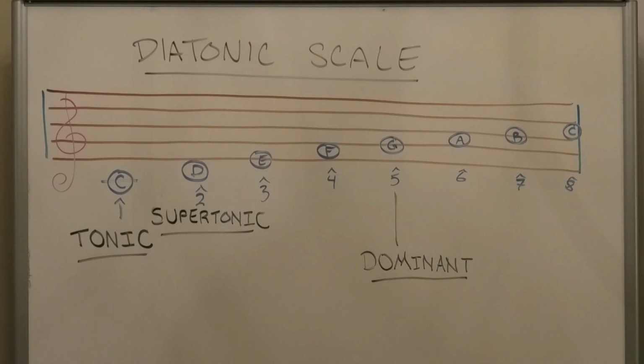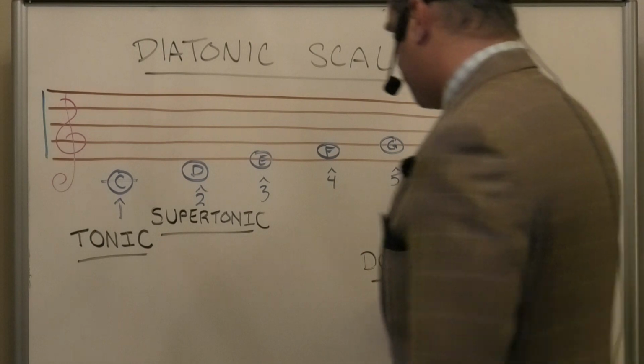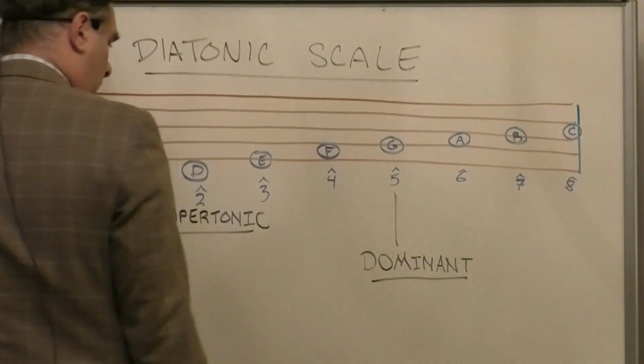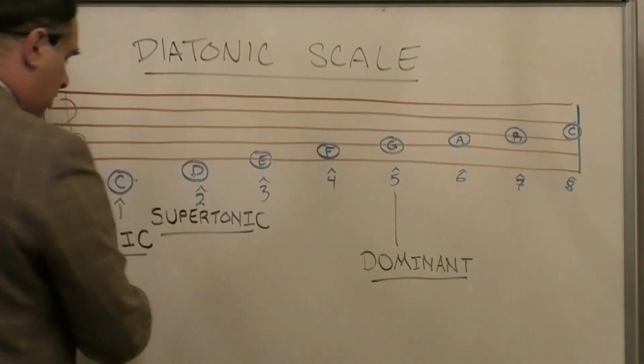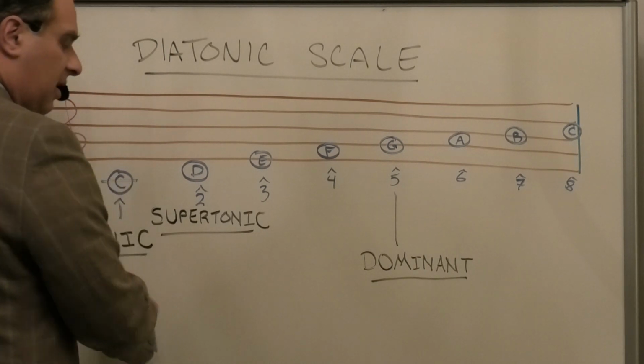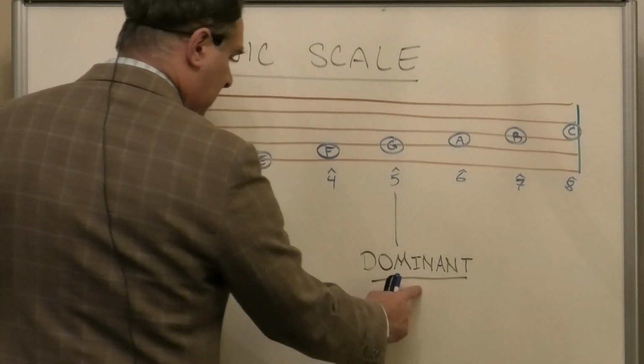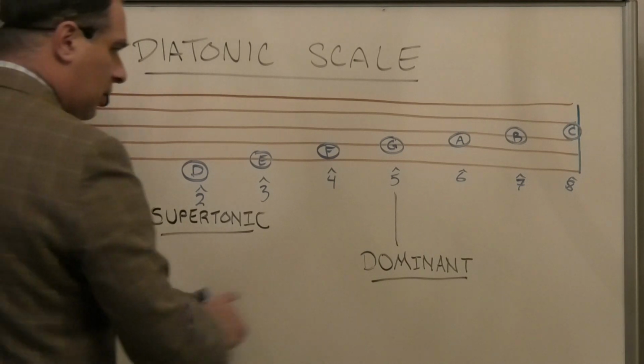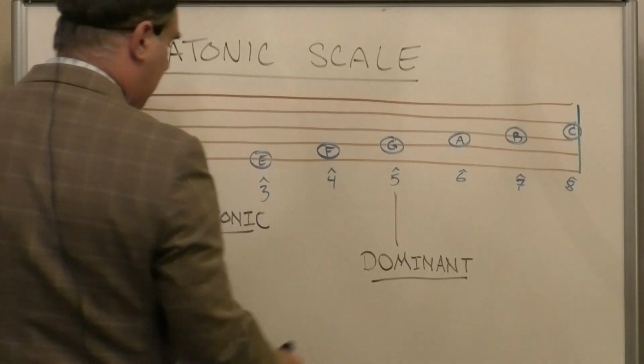There's a magnetic pull toward 1 from 5. So it's a very dominant sound. So we call it the dominant. And it tells us the domain we're in, which is C, the tonic. That's what gives us the context for the tonic when you hear it. Okay? Dominant.